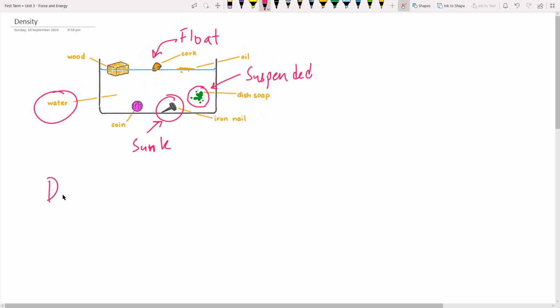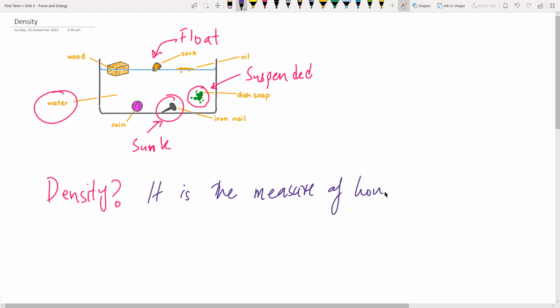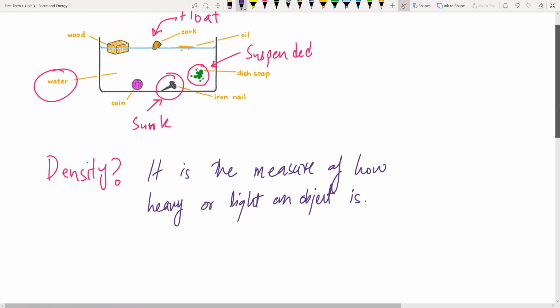So what is density? Density is the measure of how heavy or light an object is. And obviously, if it's lighter, it will float on water, and if it's heavier, it would sink in water. Now, this is just a basic definition. We're going to go deeper into this.